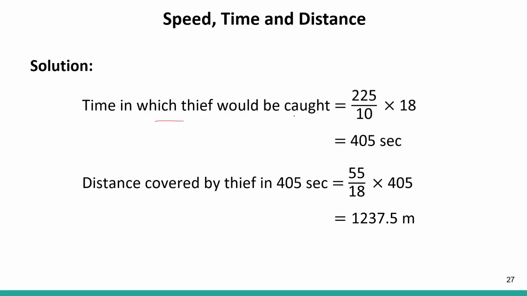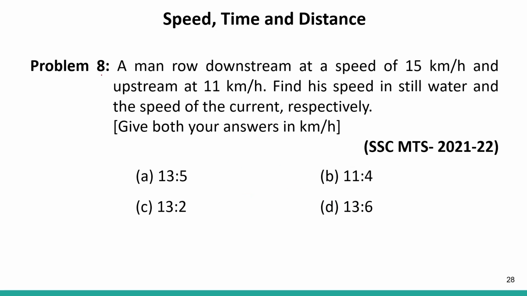So time in which the thief would be caught is equal to 225 by 10 into 18, right? So it will be 405 seconds. So distance covered by the thief in 405 seconds would be 55 by 18 into 405. That is equal to 1237.5 meters. Let's see problem number 8. So a man rowed downstream at a speed of what?